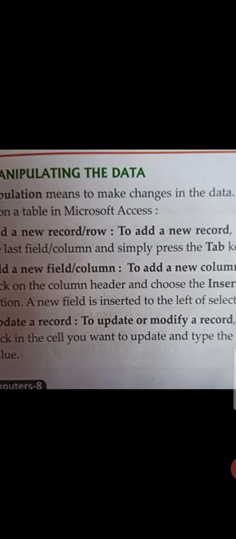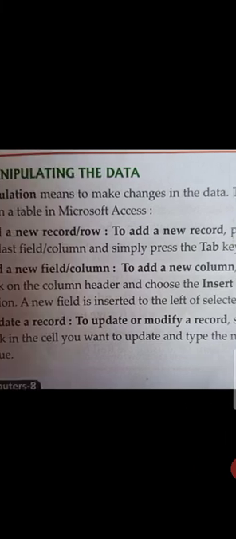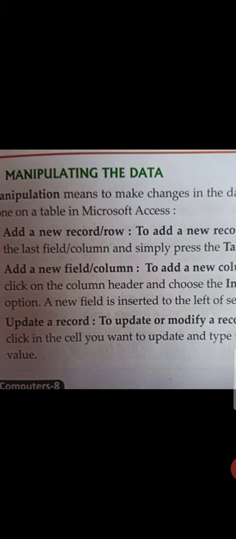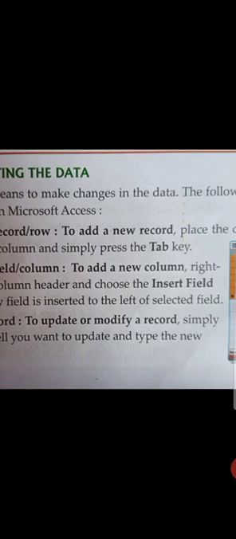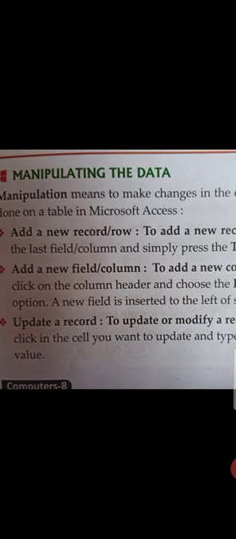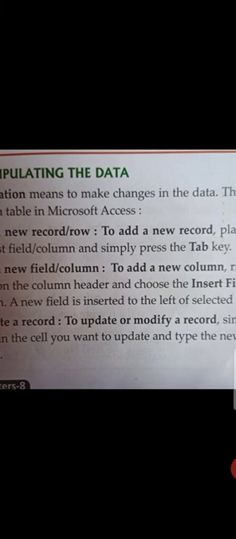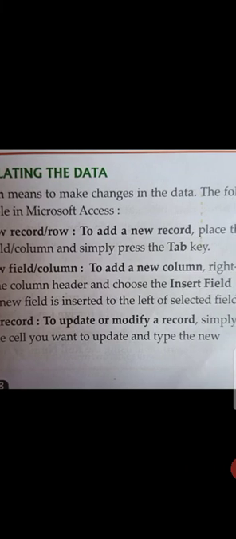To add a new field column, right click on the column header and choose the Insert Field option. A new field is inserted to the left of the selected field. If you want to use it, you keep it and click on Insert Field. After that it will generate it.